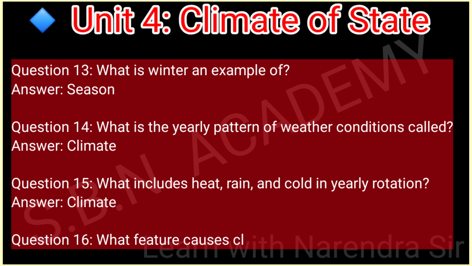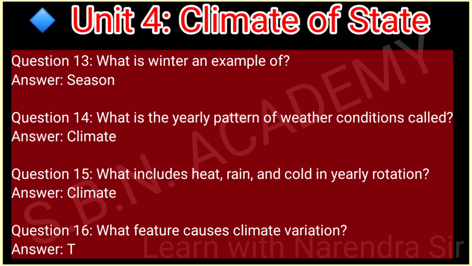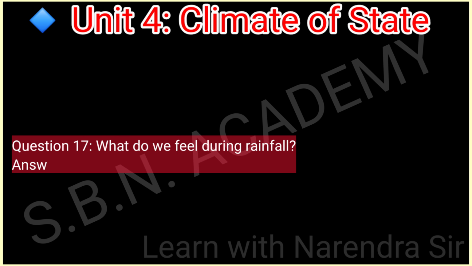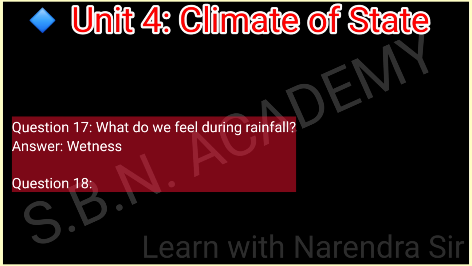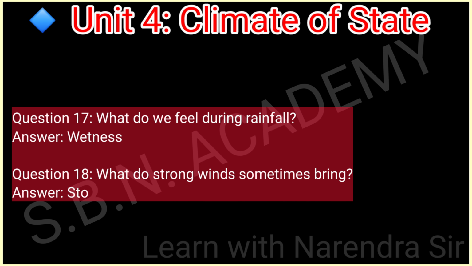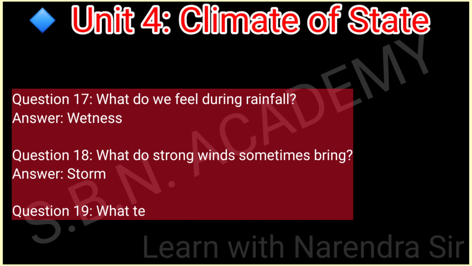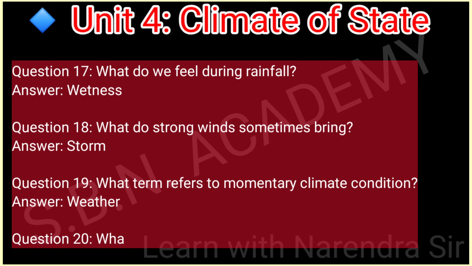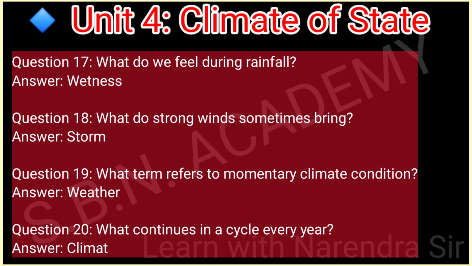Answer, climate. Question 16. What feature causes climate variation? Answer, terrain. Question 17. What do we feel during rainfall? Answer, wetness. Question 18. What do strong winds sometimes bring? Answer, storm. Question 19. What term refers to momentary climate condition? Answer, weather. Question 20. What continues in a cycle every year?